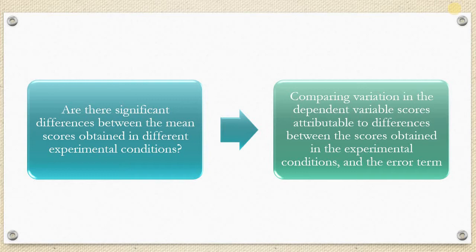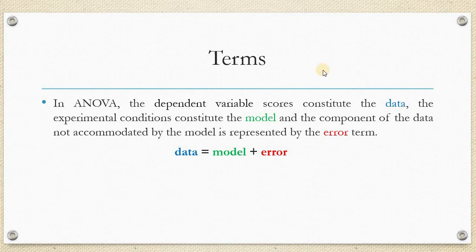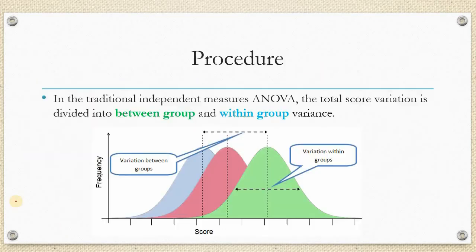The mode of operation here is comparing the variation in the dependent variable scores attributable to differences between the scores obtained in the experimental condition and the error term. So you need two things, that is, your model and the error, that you need to find out. How do we do that? The procedure starts with two main things, which are between group variance and within group variance.